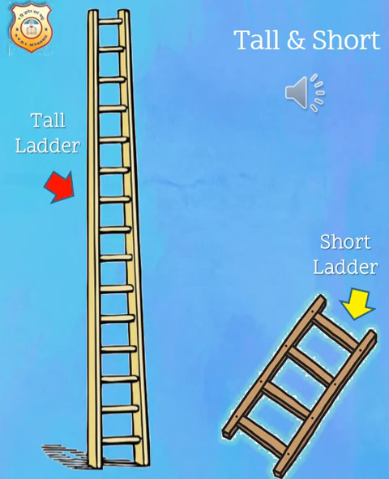Here we have a tall ladder and a short ladder. Can you see, children, a red arrow? Yeah, that is pointing out the tall ladder. Yes, and the yellow arrow points out the short ladder. So we have a tall ladder and a short ladder.